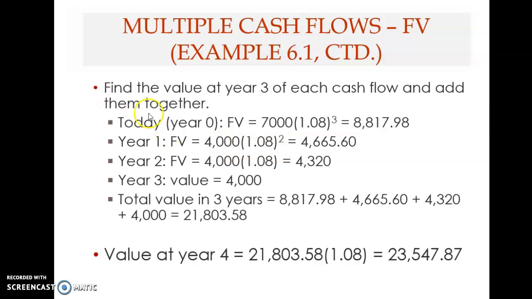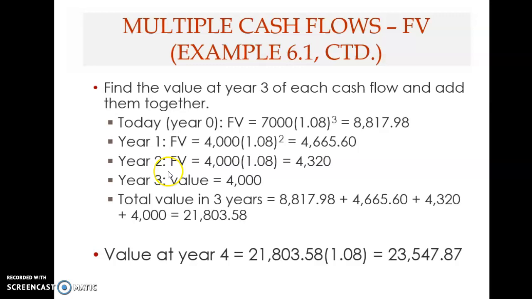Because this is the cash flow at year 1. This is compounded to the second year and then the third year. So this is the value. So this 4,000 is actually worth $4,665.60 at the end of year 3. This 7,000 is worth $8,817.98 at the end of year 3.